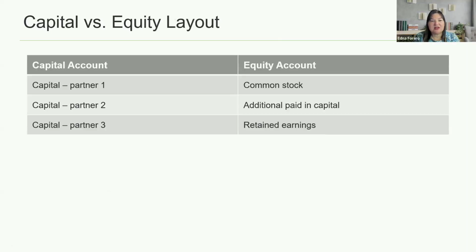So here's an example, and just something to look at when you're trying to determine between the capital and equity layouts. For capital accounts, you might have one partner, two partners, or three partners. If partner one has common stock, partner two might have their additional paid in capital and partner three might retain their earnings. So each one of the partners in the businesses that we deal with, we want to make sure we understand how they're receiving their distributions, whether they've got stock, whether they've got retained earnings, whether they've been paid any dividends.